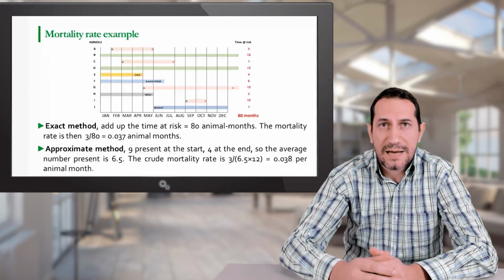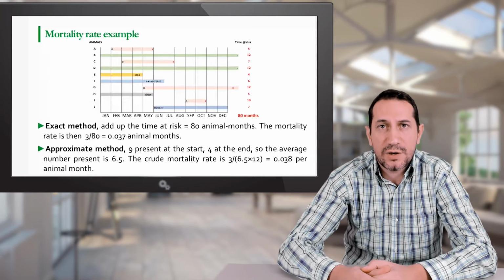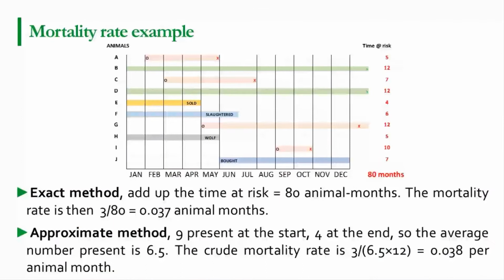In our example, we have two methods like we used also for the incidence rate: the exact method and the approximate method. In the exact method, we measure all the different small bits of time for each animal. Based on the exact method, we would have 80 animal months, which is the total contribution of time at risk of dying for these 10 sheep over 12 months.